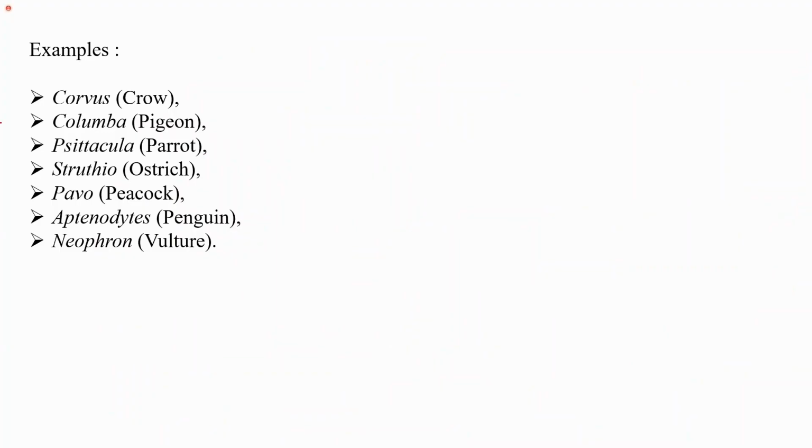So there are certain examples, for example, Corvus, which is crow; Columba, pigeon; Psittacula, parrot; Struthio, ostrich; Pavo, peacock; Aptenodytes, penguin; and Neophron, vulture. So you have to remember these examples. Just read these examples thrice or five times at least, and they will automatically get set into your mind. So these are the examples of the class Aves.